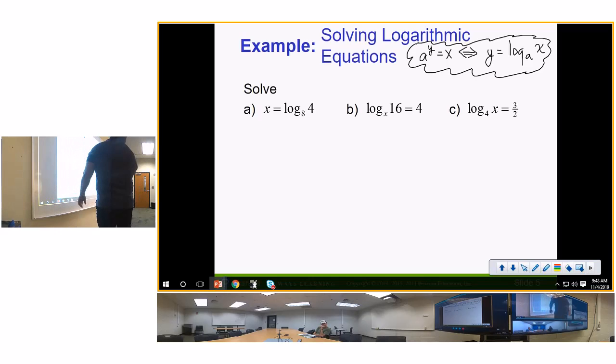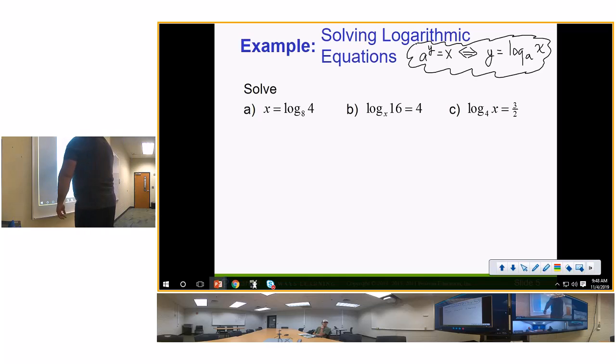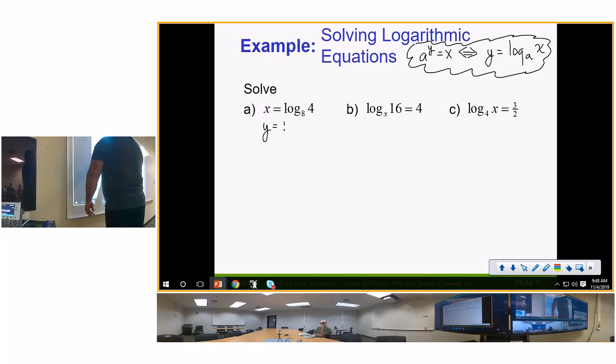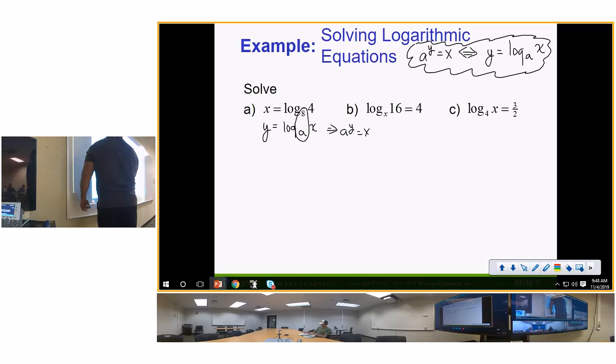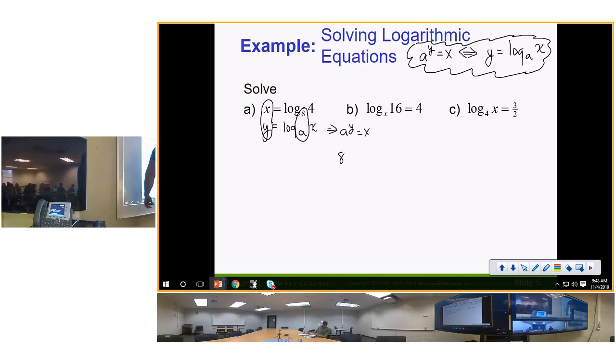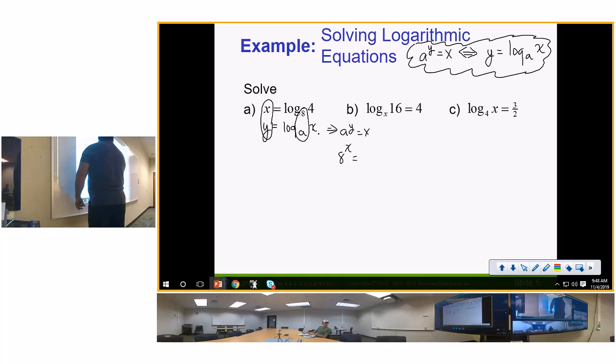So here, I've got a log, so I write y is equal to log base a of x, and that yields, since I've already got it this way, I'm going to write it as a to the y is equal to x. So, first thing I want is a. What is a? 8. 8 to the what? x. 8 to the x is equal to 4.